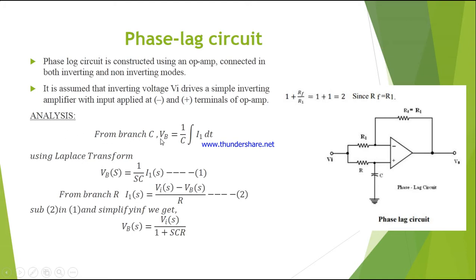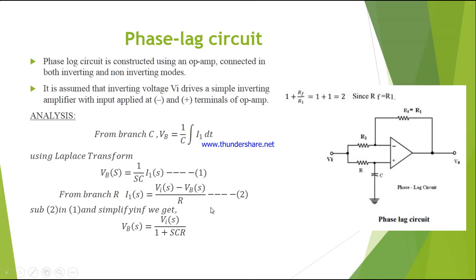From branch C, VB can be written as 1 by C into the integral of I1 dt, since the current flowing through C is I1. Using Laplace transform, we can write VB of S equal to 1 by SC into I1 of S. Mark this as equation 1. And from branch R, I1 of S equal to Vi of S minus VB of S divided by R. Mark that as equation 2.